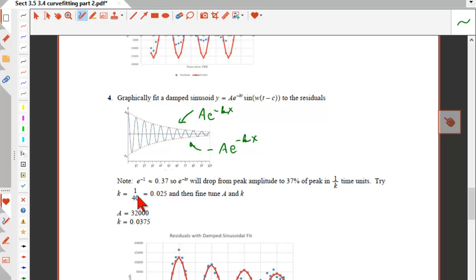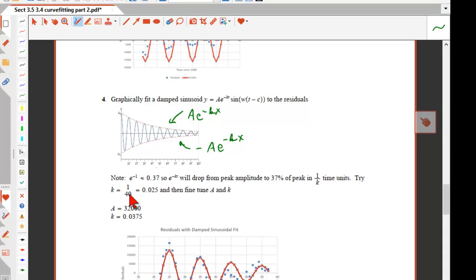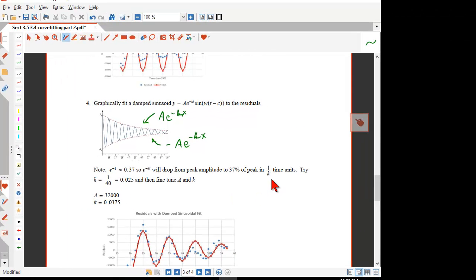And so actually 40 years, I think I did here. We'll adjust it later. So let's take K to be 1/40th, in which case 1/k is 40, and it takes my 40 years to drop down.